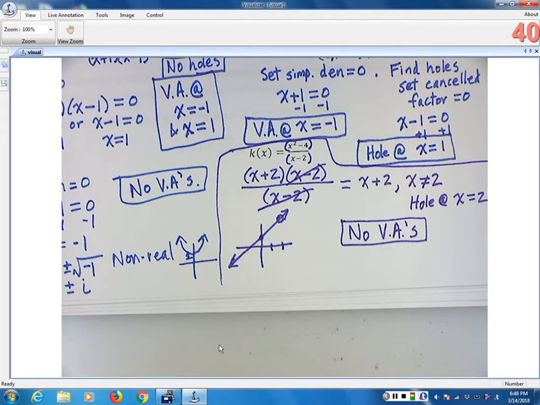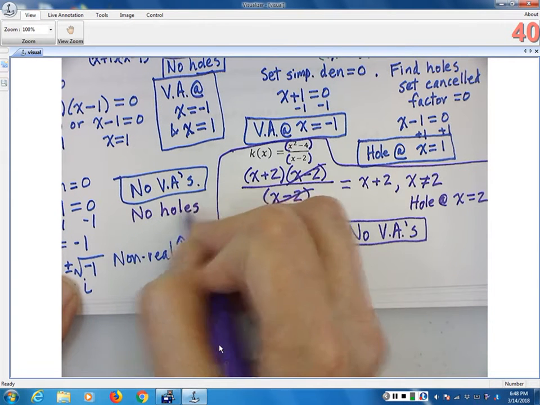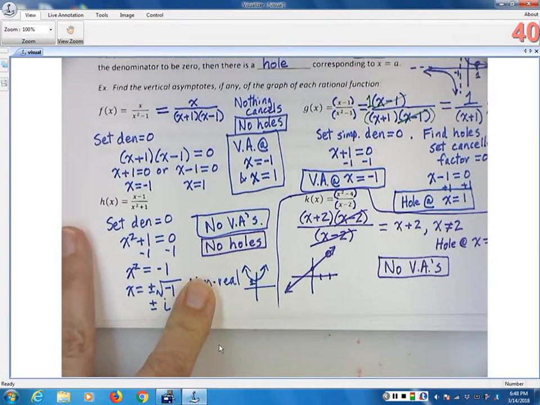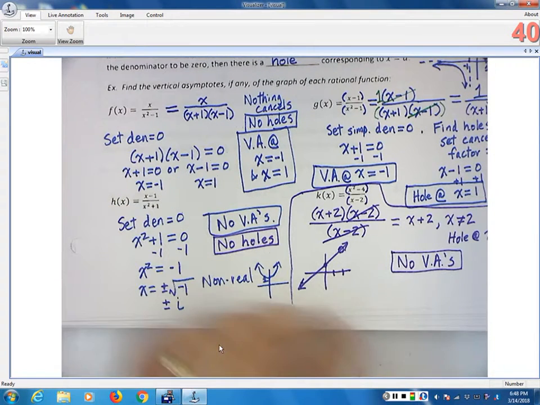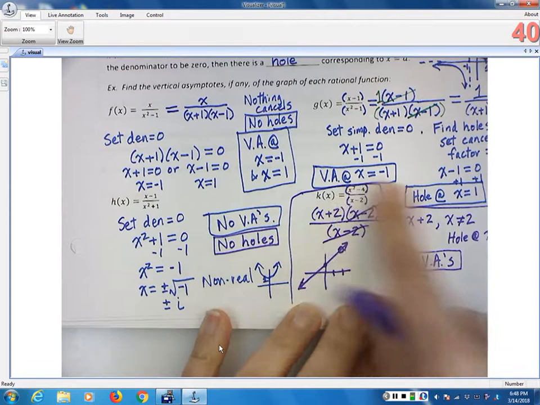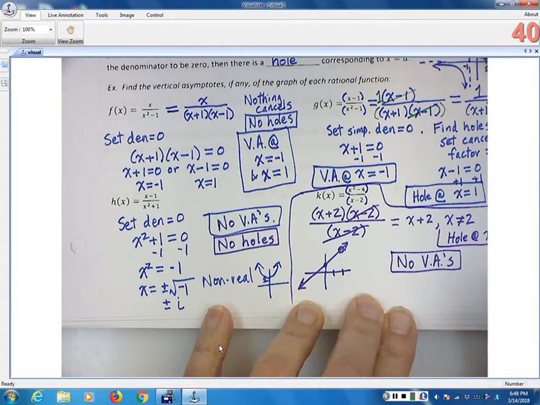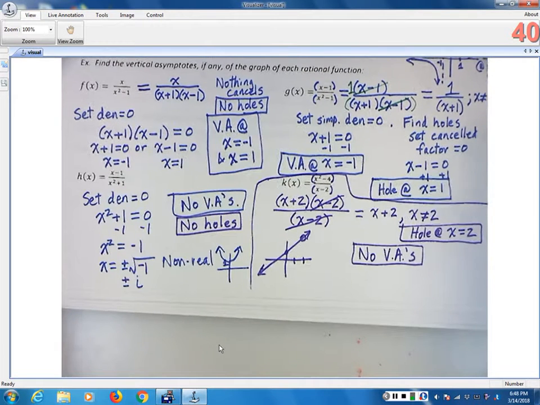Okay, so that's 4 examples. First one had no vertical asymptotes, and guess what? It also had no holes. This one down here had no vertical asymptotes, no holes. This one had no holes, but it had 2 vertical asymptotes. This one had 1 vertical asymptote with 1 hole, and this one had no vertical asymptotes, but it had a hole at x equals 2. So that's how you find vertical asymptotes.